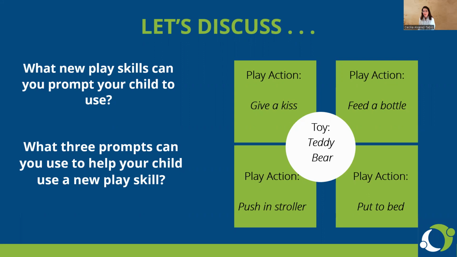Now, let's talk a little bit about how you can use prompts to expand play. Take a moment to think about how your child usually plays with favorite toys, and what new play skills you can prompt your child to use with these toys. Make sure you attend to your child's current play level. Remember, you can focus on increasing the variety of your child's play at his current level, or you can add one level of complexity. Write your ideas and try to implement them in your practice at home.